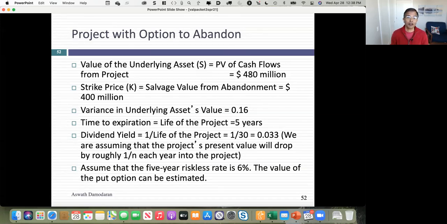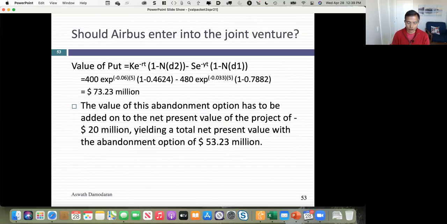It's an out-of-the-money option. You have 5 years to play the game. During those 5 years, the $480 million is uncertainty captured by that 0.16 variance. And every year that you wait, because it's a finite life project, 30-year project, you have fewer cash flows, you're going to give up some cash flows. Let's say it's 1/30th. I have S, K, R, T, sigma. I have everything I need for a Black-Scholes model.